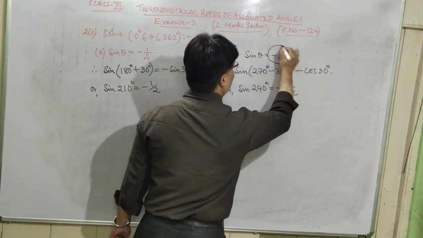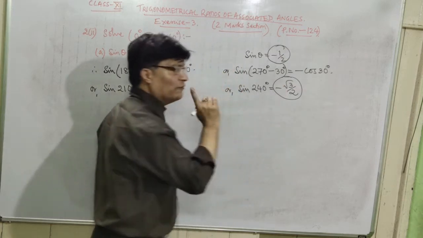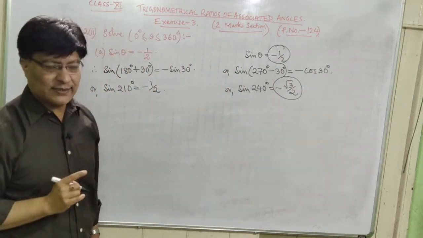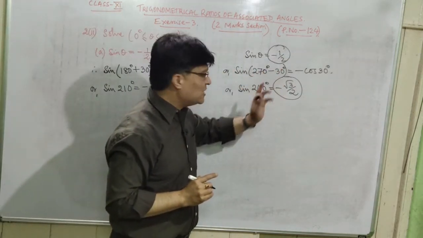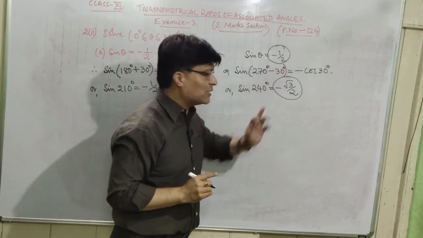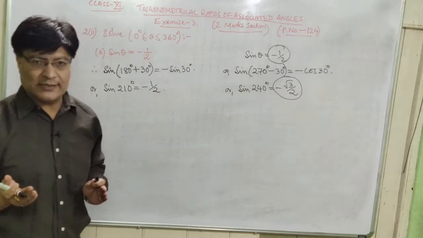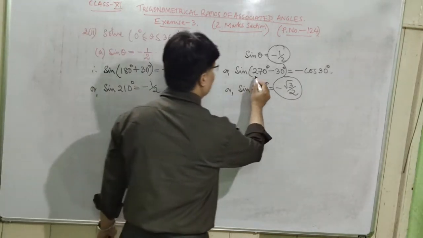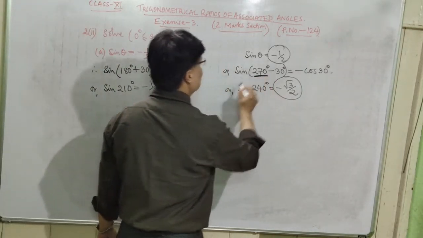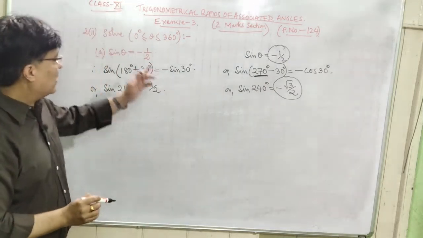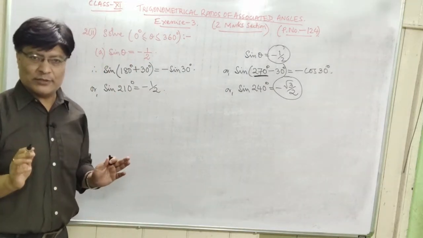So here the value is changing. The values should not be changed. This is minus half and we are getting minus root 3 by 2. So the values should not be changed. So you cannot write an odd multiple of 90 in this case in order to get the value for theta. So I think you have understood it.